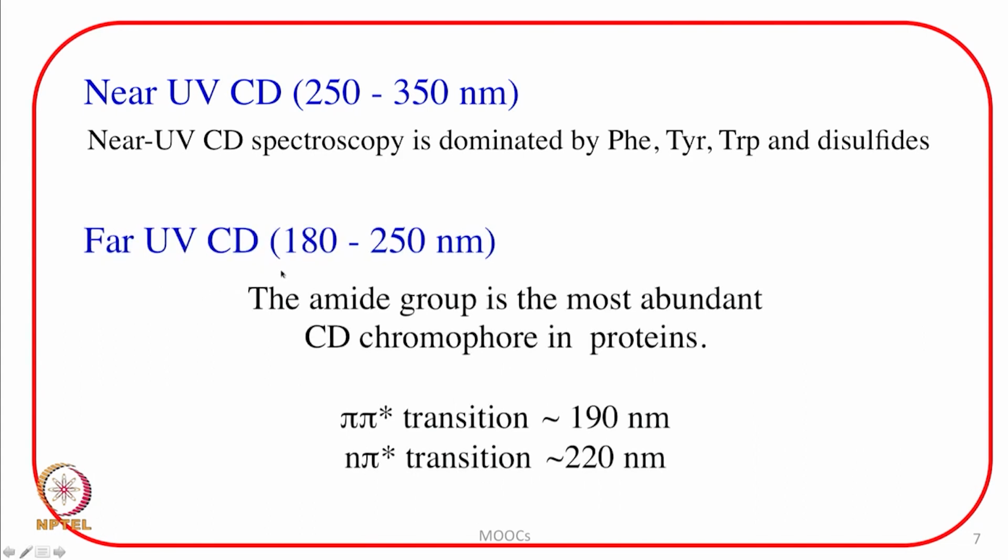which is in the range 180 to 250 nanometer, in which the amide group is most abundant, the CD chromophore in proteins, give rise to bands. For example, a pi to pi star transition will be observed at 190 nanometer and an n to pi star transition observed at 220 nanometer.